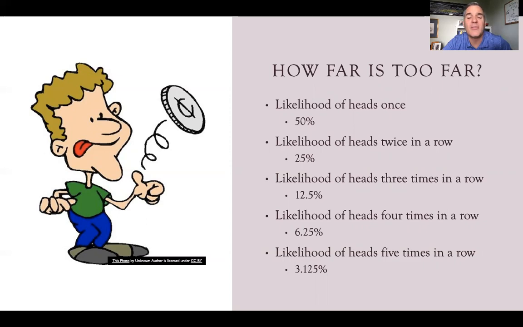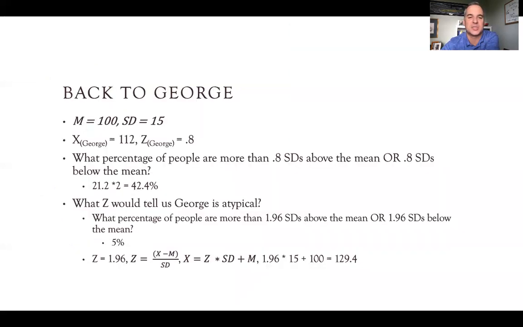3 times in a row is 12.5%. 4 times in a row, 6.25%. The likelihood of getting heads 5 times in a row is 3.125%. If we got heads 5 times in a row, we'd start to say, that's probably not a fair coin. And it's right here between the 6% and 3% that we start to say it's too far. In fact, we usually say around 5% is our threshold for when we start to care. When we say if you have a less than 5% chance of getting a particular response, that's probably not typical. There's something systematically interesting going on.